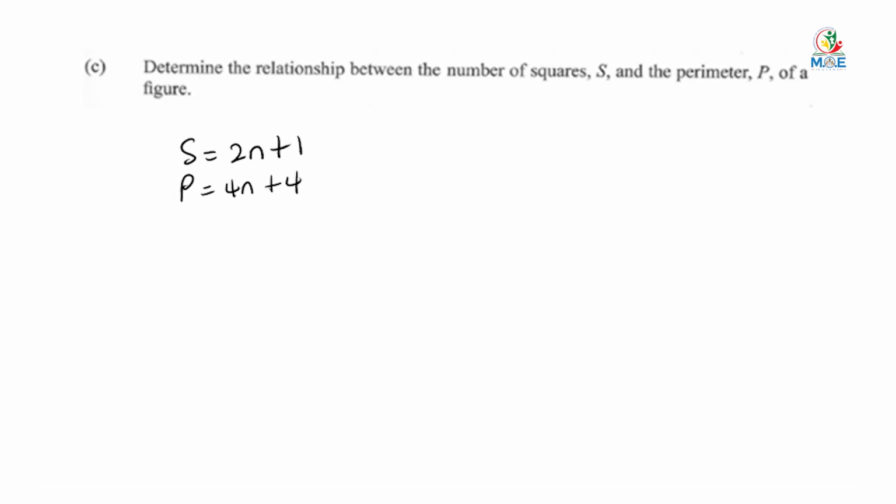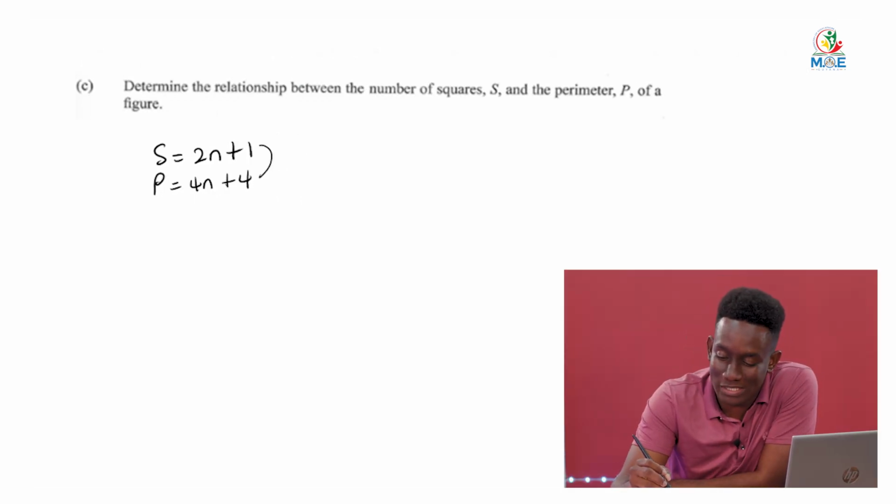So what we need to do is put these two equations into each other, and that will give us the relationship. We'll end up with a formula, and that formula will tell us the relationship between these two. The only way you can determine the relationship is by combining them. So how can we put either of the equations into the other?